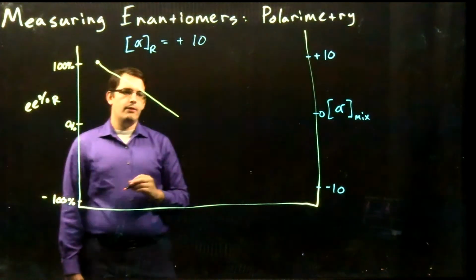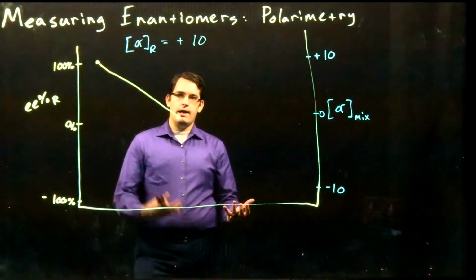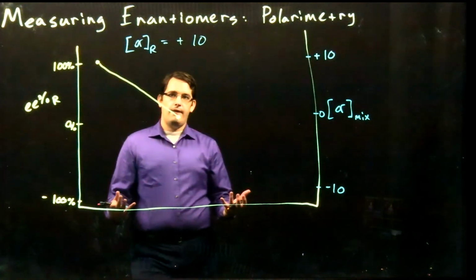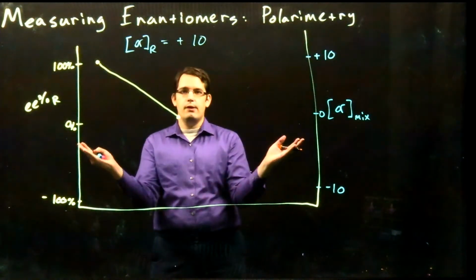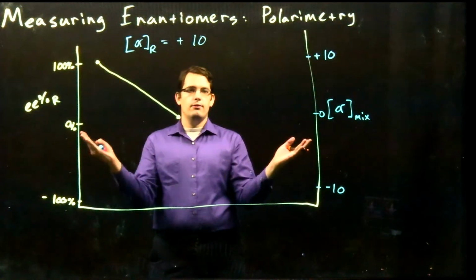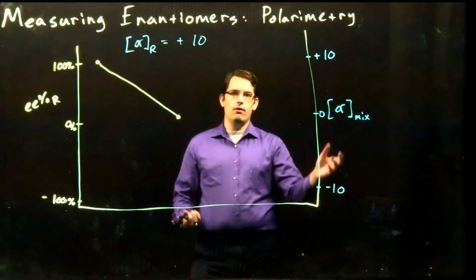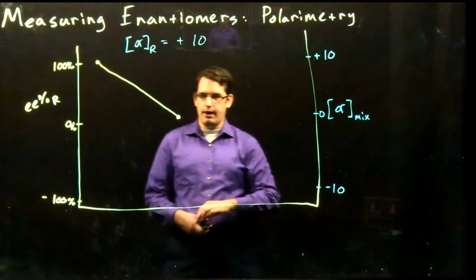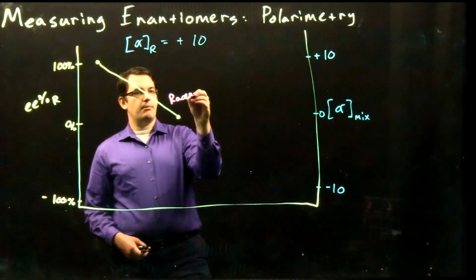And then at some point we'll have an equal amount of both our R and our S enantiomer. At that point, half our molecules are rotating in one direction and half are rotating in the opposite direction. The result is that we have no rotation overall, right? They're just canceling each other out. We refer to this as a racemic mixture.